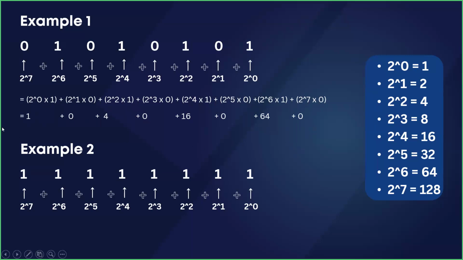And if you add all that up, 64 plus 16 plus 4 plus 1, you get the number 85. That's the first answer. And for the next number, when you put all ones, you get 128 plus 64 plus 32 plus 16 plus 8 plus 4 plus 2 plus 1. And for that, the answer is 255.